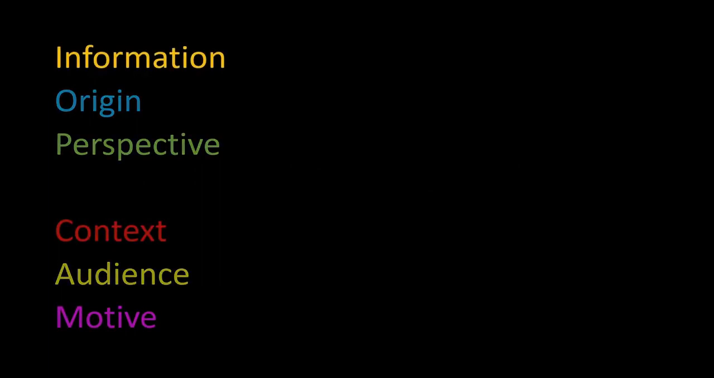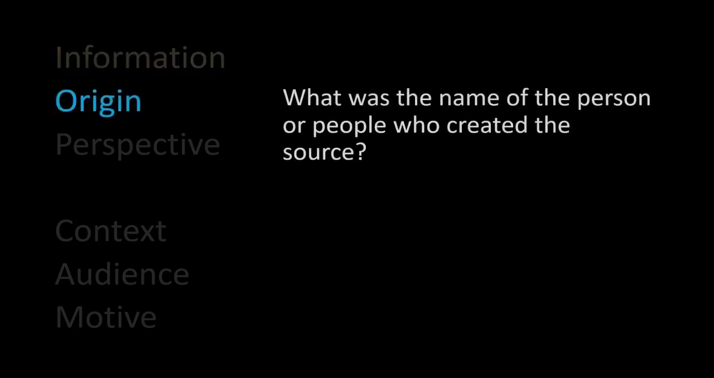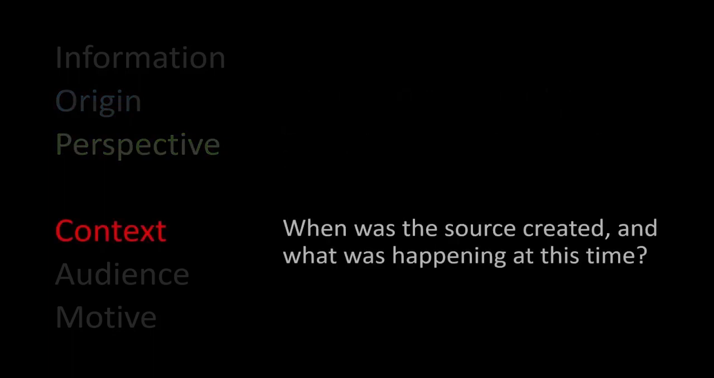Firstly, what information is stated in the source about the historical topic you're studying? Remember, a source can either explicitly state information or implicitly mention something. Secondly, what was the name of the person or people who created the source? Thirdly, from what perspective was the source created? Fourthly, when was the source created and what was happening at this time?